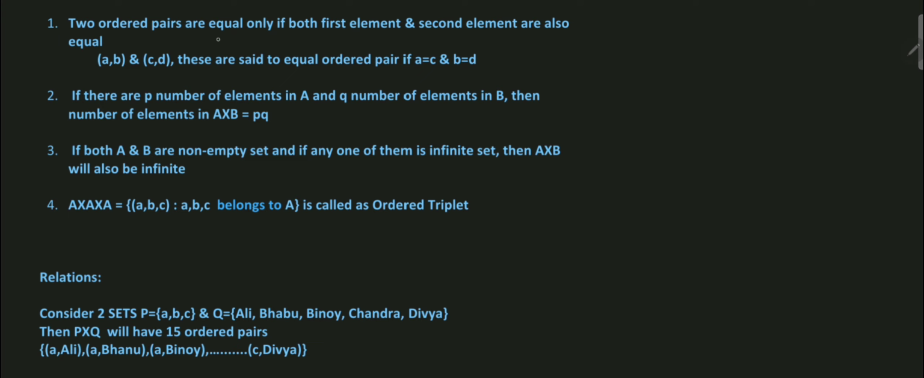Two ordered pairs are equal only if both the first and second elements are equal. There are ordered pairs (a, b) and (c, d). They are equal only if a is equal to c and b is equal to d.